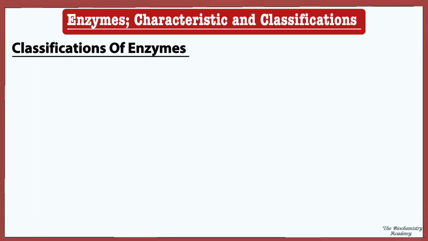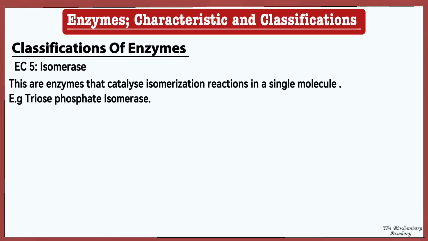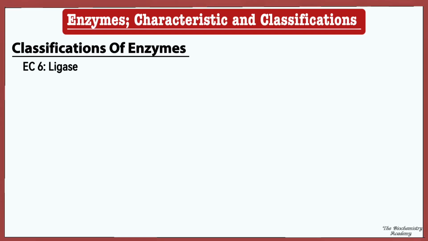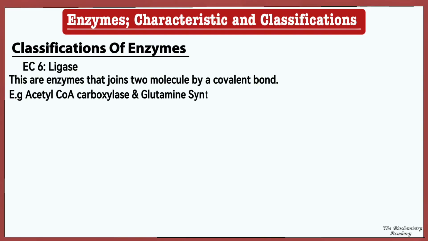The next classification is EC5, which is isomerase. Now, these are enzymes that catalyze isomerization reactions in a single molecule. Now, the next classification of enzyme is EC6, which is ligase. And these are enzymes that join two molecules by a covalent bond. Examples of enzymes in this classification are acetyl-CoA carboxylase and glutamine synthetase.